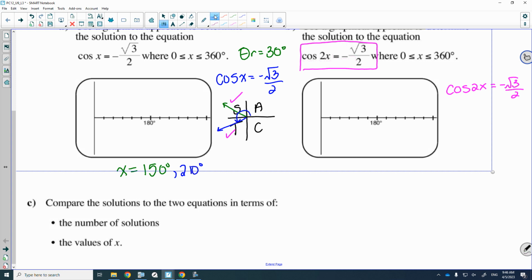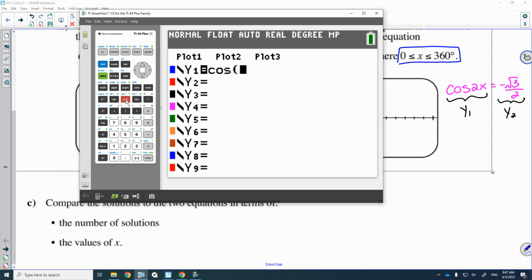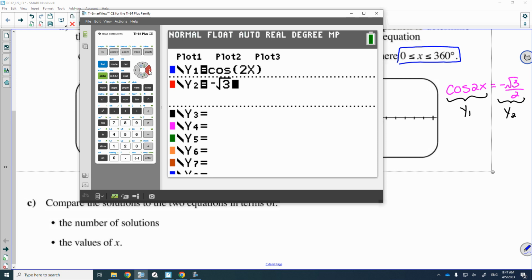So remember that when we graph, this will be my y1. This is going to be y2. So it's going to be an intersect method. My domain restriction right here is telling me that I need to be in degree mode and what to set my calculator to. So I'm in degree mode. I'm going to type in the double angle of cos. So we're able to do that. You're able to double your argument. So cos of 2x, that's going to be equal to negative root 3 over 2.